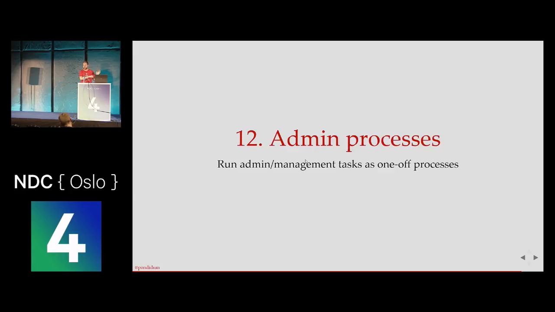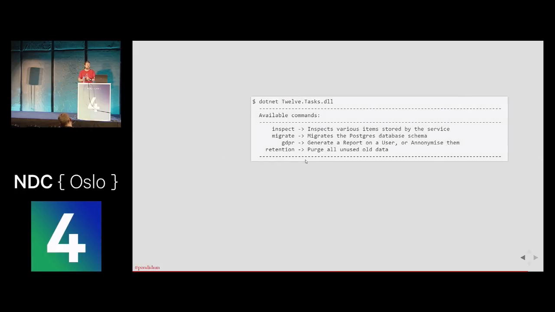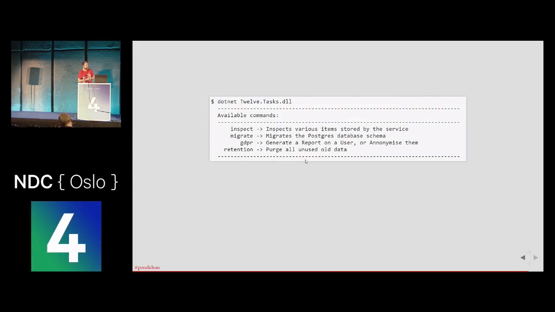So going back to our repository, it would be another folder in there of just like tasks. So my Genius application, which is called 12 because I'm very imaginative, we have 12.tasks. Now this is our command line which does the things. We can inspect stuff stored by the service. We can migrate our database. We can do a GDPR thing because that's important these days. Like report on users or anonymize them. Anonymize the users, not anonymize the reports. And then we have a retention which just purges everything.